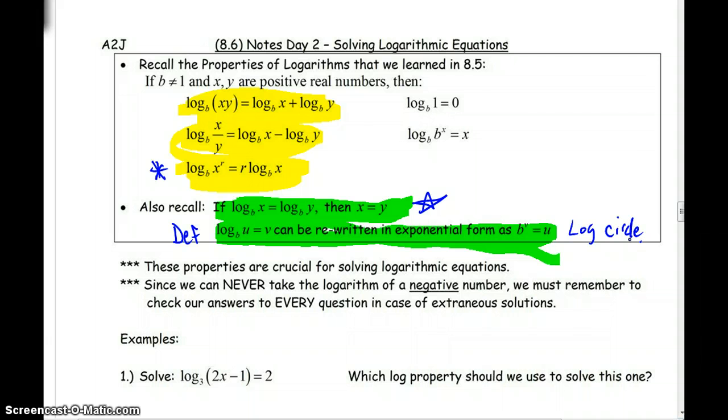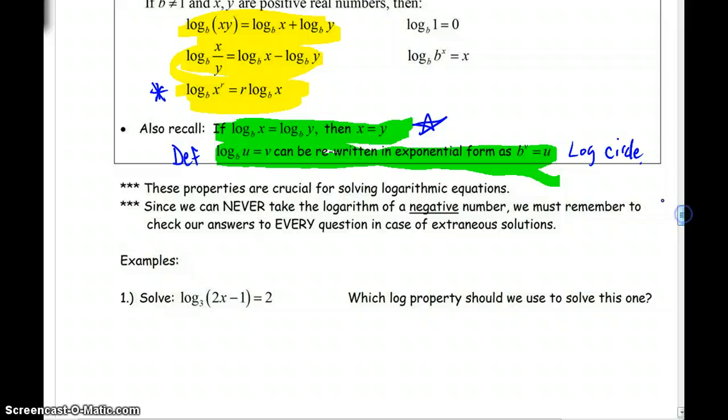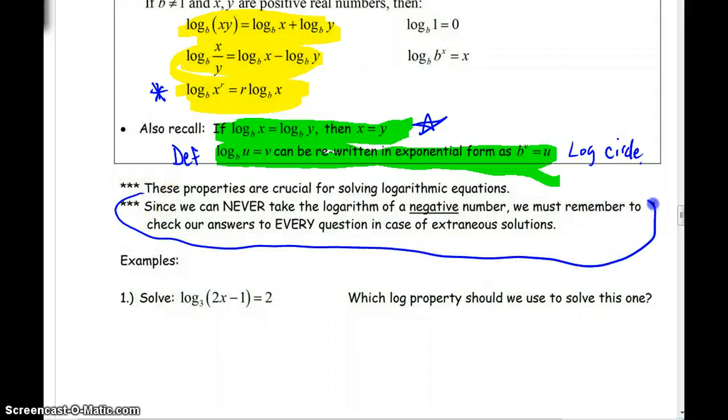So what I've highlighted in green is very, very important. All of our problems will either eventually lead to a logarithm equaling a logarithm, in which case we set the inside parts equal, or a log equals a number, in which case we'll do a log circle. Also, we're going to have to check right here, since we can never take logs of negative numbers, we're going to have to make sure that our answers do not cause negatives to be inside of logs. If they do, we throw them out as an extraneous solution.